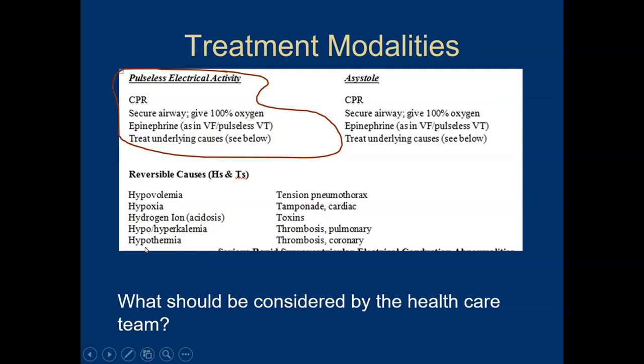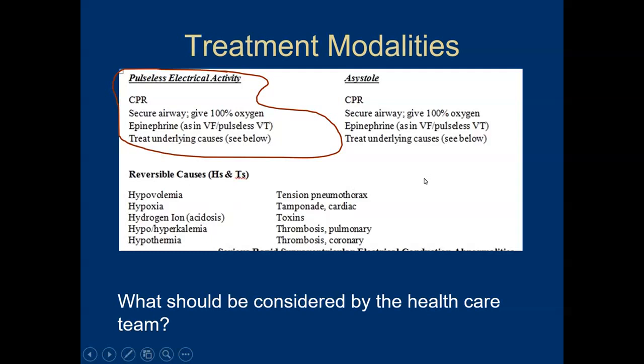There's a saying as an ER nurse that the patient is not dead until they're warm and dead. So again, hypothermia can cause a cessation of cardiac output. And so, therefore, we have to warm this patient up and see if return of function can occur. And then we look at the T's.